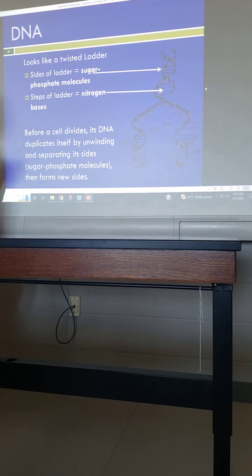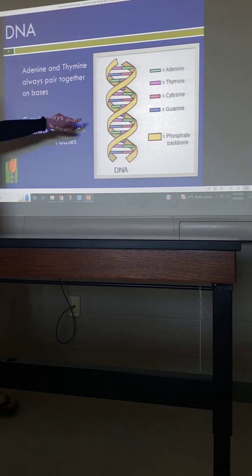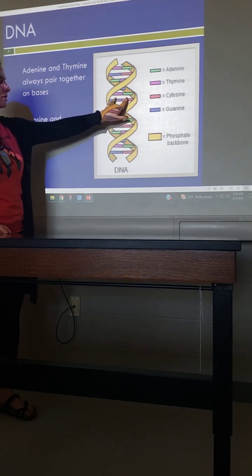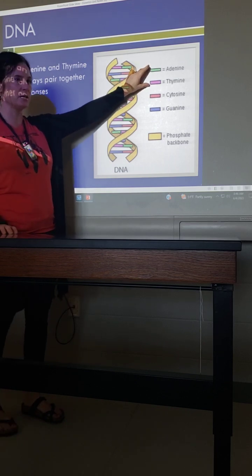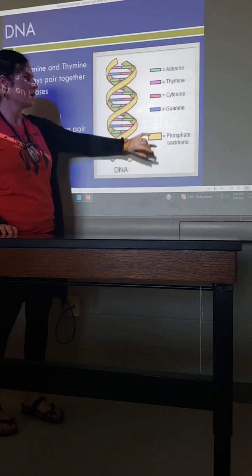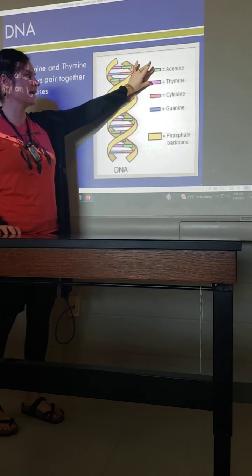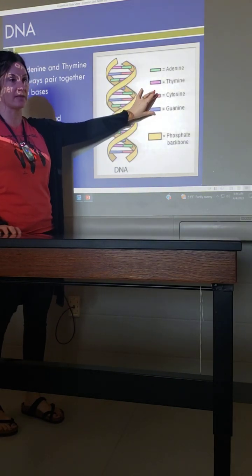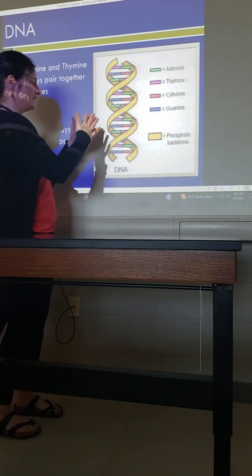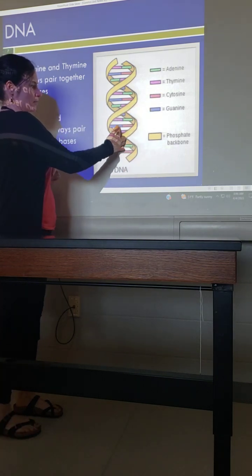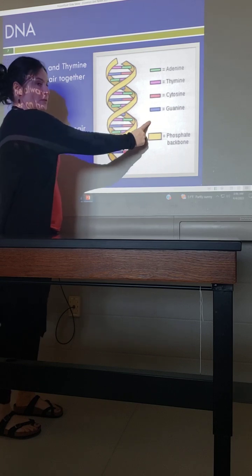Let me see real quick. Yes, let me go to this side. So here's the sugar phosphate. These are the nitrogen bases, okay? So the adenine and the thymine always pair together. The cytosine and the guanine always pair together. So it's always A and T together and C and G together, all right? So if this untwists and then unzips along the middle, one side will end up with the A, one side will end up with the T.